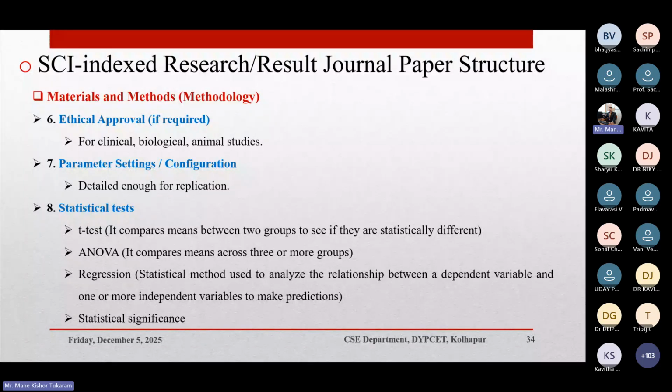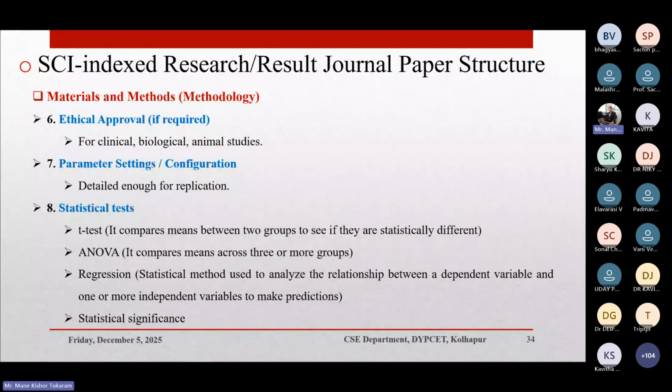So it includes the T-test, where we can compare the data between two groups, or ANOVA, where we can include three or more groups. Regression, again, we can use to find the relationship between the dependent and independent variables.